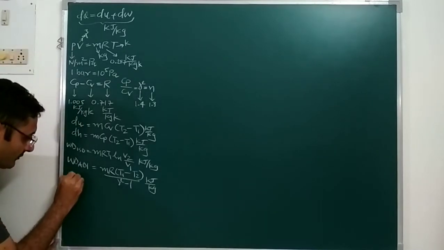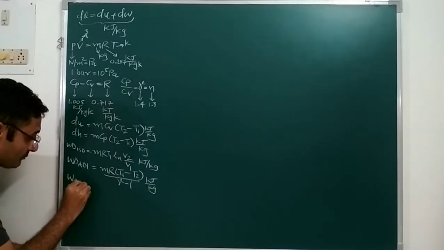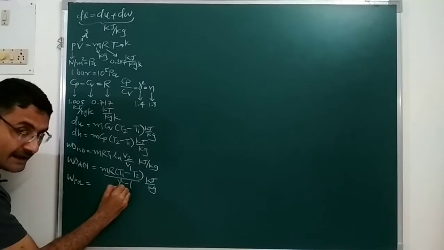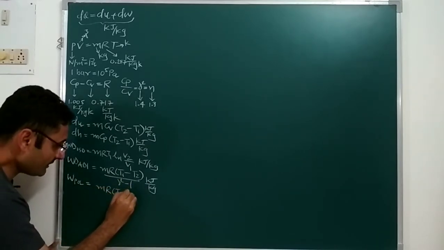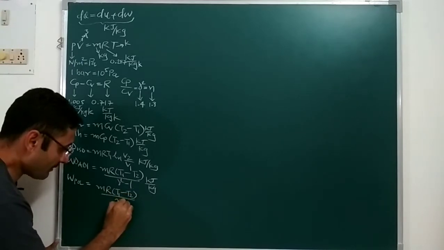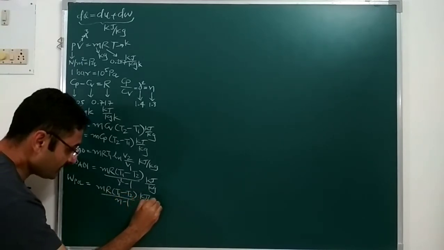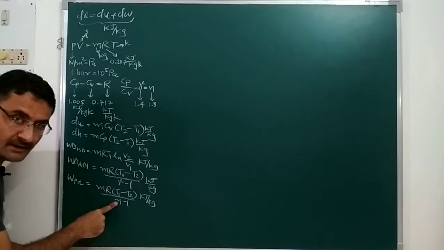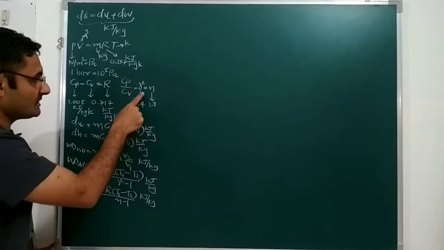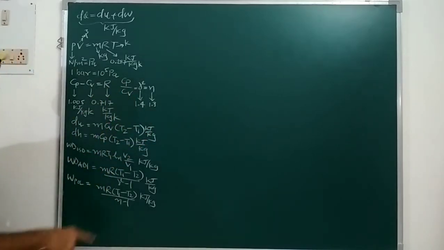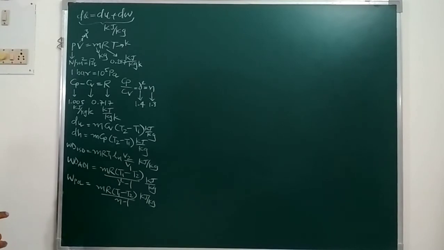Also one more thing, work done by polytropic process. Simply replace gamma with n: m R (T1 minus T2) upon (n minus 1) kilojoule per kg. If the value of n is given, accept this value. If the values of n and gamma are not given, then over here the value of gamma is 1.4 and the value of n is 1.3. So put that value over here so that you will get the answer in kilojoule per kg Kelvin.